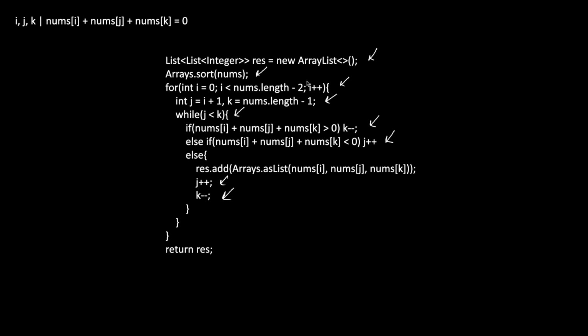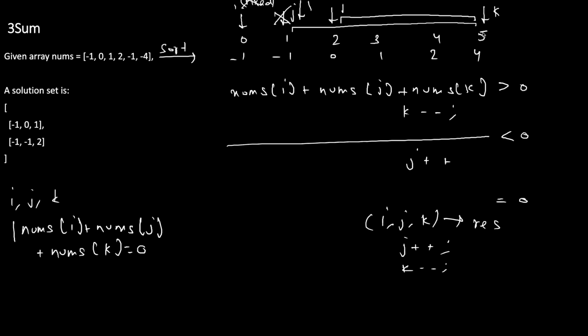So the question is why we are iterating over this length. If you see this 5, this is the n minus 1 index. This is the n minus 2 index, and this is n minus 3, correct? So if you see, i can only come till this point. Why? Because we have to find a triplet, so we need at least 2 values in the rest of the list, correct? That's why i can only reach over here. That's why we have i less than nums.length minus 2.